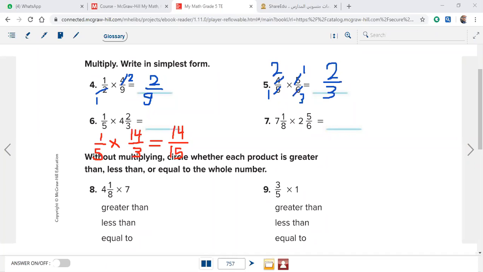The second one, the second mixed number, change it to be an improper fraction. Keep the denominator, which is 6. Then multiply the denominator by the whole, which is 2. 6 times 2 equals 12. Then add the numerator, which is 5. So 6 times 2 is 12 plus 5 equals 17 out of 6. And then I have to simplify.